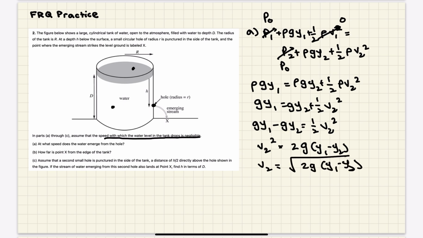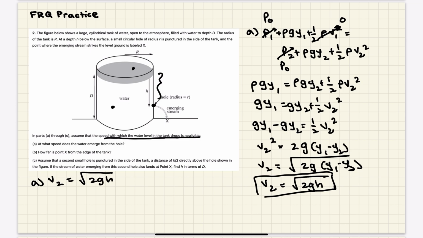Almost there. It's just we don't have a y1 or y2 given in this problem. And if you notice, the y1 minus y2 is just the change in height, and that's going to be h. So v2 is equal to square root of 2gh. And that would be your answer. We just proved Torricelli's theorem right here on the AP exam. That's what you're going to be expected to do, actually. So be prepared to do that. And we can even remove the subscript 2 because they didn't specify that it's the second point. So that's going to be our answer.